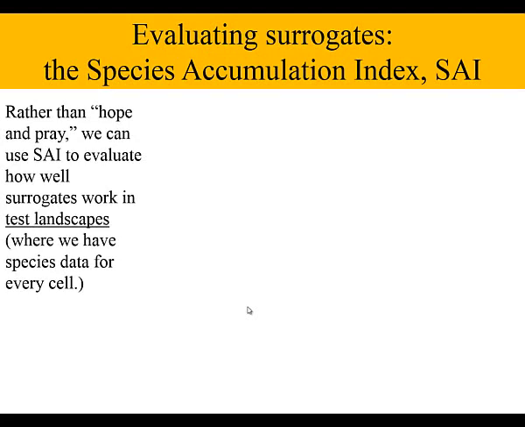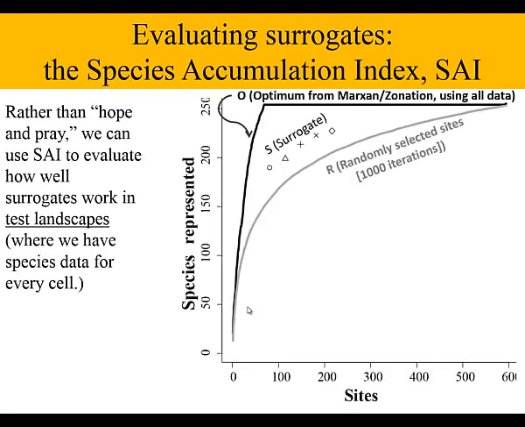And of course, we can only do this in landscapes where we do have data. So if we do have some data, we can test how well our surrogate did. And that's where we use this entity called SAI. Basically, what one can do is apply our algorithm that gives us an optimum.